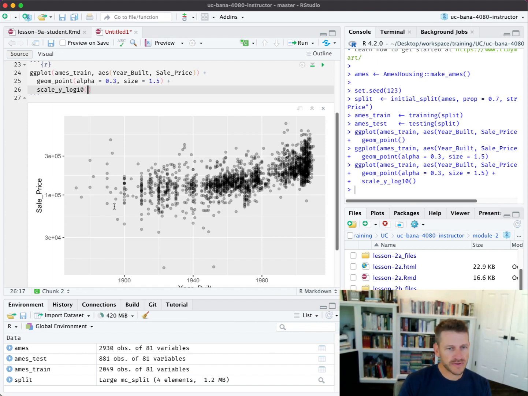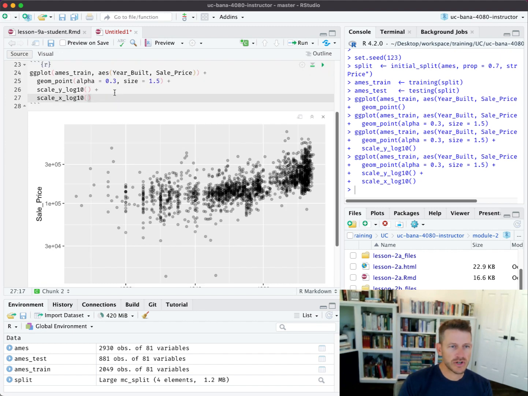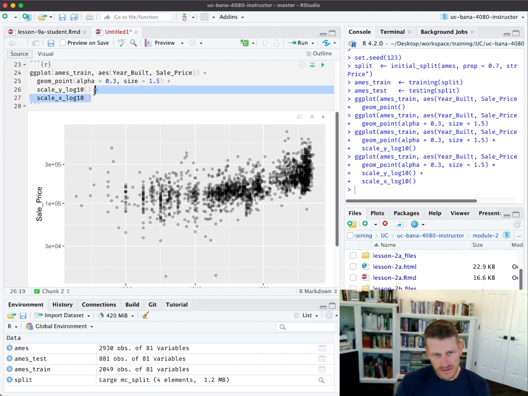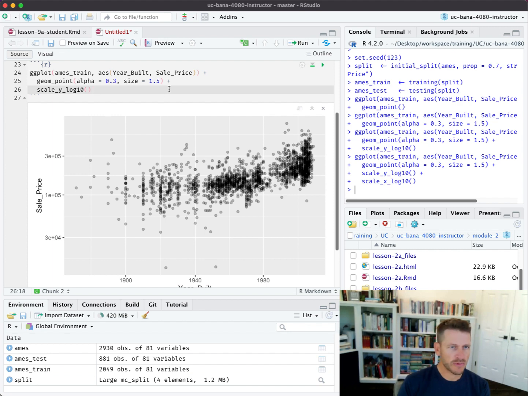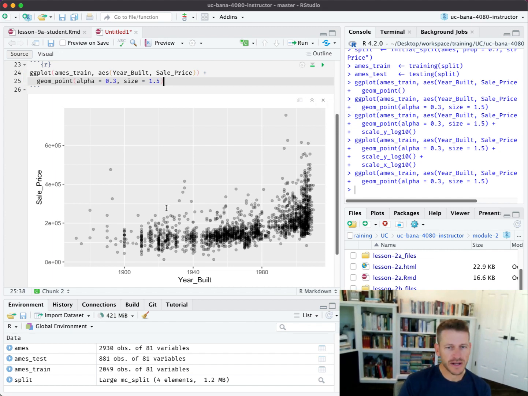So if we do a log transformation of our y-axis, it does look like that helps out a little bit with the linearity. Let's see if we do the same thing on our x. Does this? Not too much. Okay, so we can see that logging our sale price may help improve the linearity. But we definitely look like, if we just use the raw data, that there is a positive relationship, especially in the second half of the 20th century here, the late 1900s into early 2000.